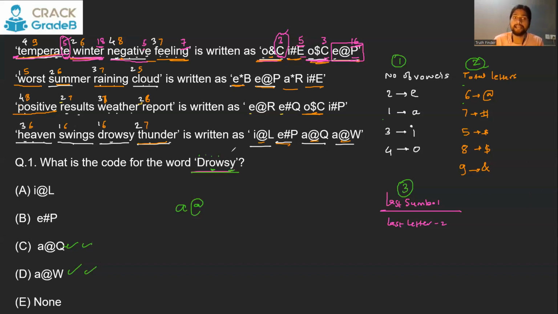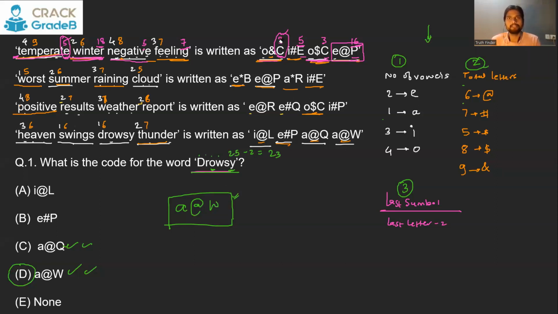And last, Y is the 25th letter. So you have to subtract 2 from it. It becomes 23rd. And the 23rd letter is W. So that means this is going to be the answer. So this is how you have to find the significance behind all the 3 individual symbols used. And once you can figure out the significance like this, you can form your own code and decode.